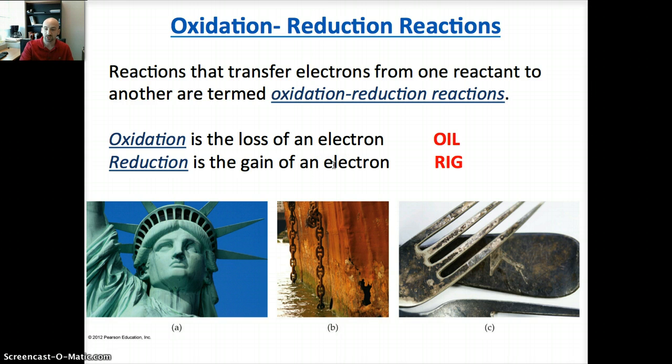A few examples of oxidation reduction reactions include the green coating that forms from copper oxidation, the production of rust when iron corrodes, or when silver tarnishes.